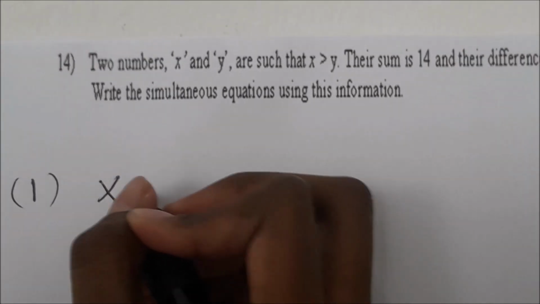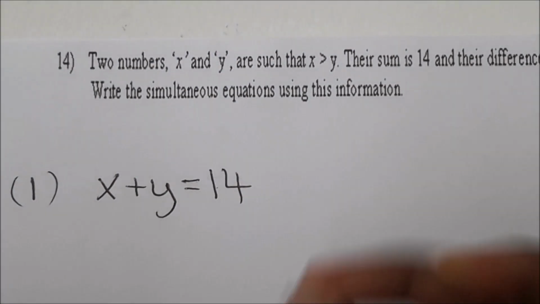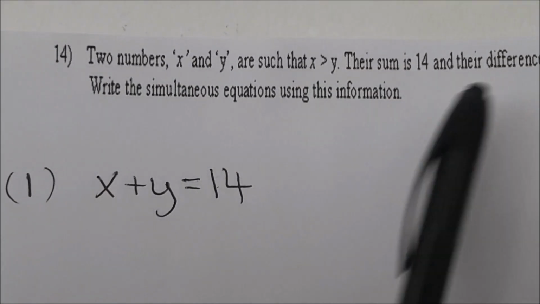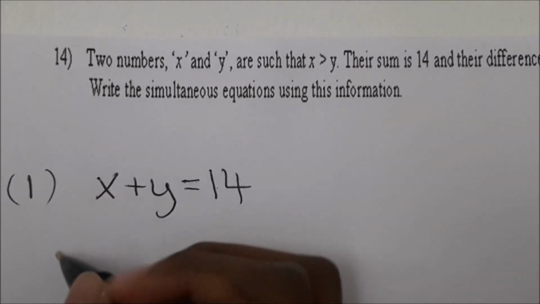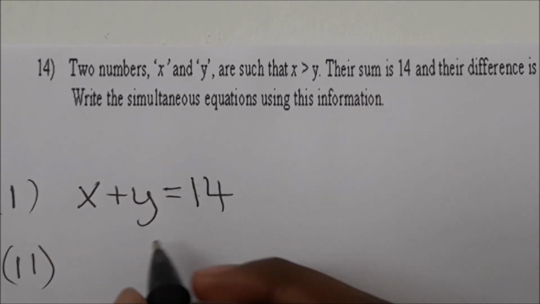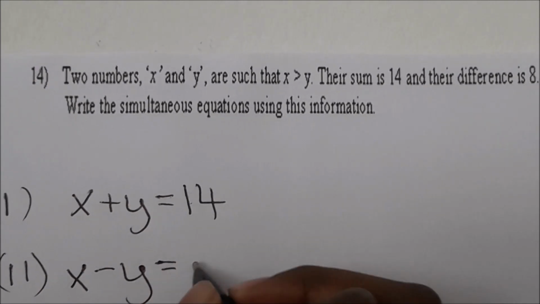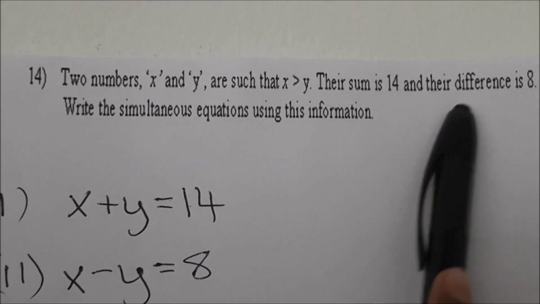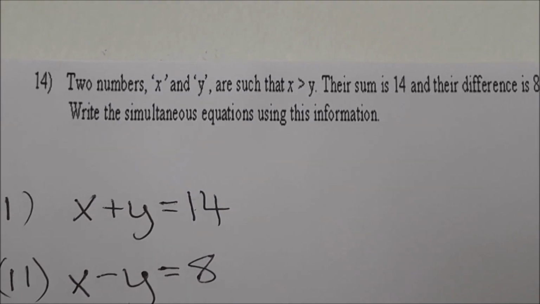X plus y equals 14. Where did that come from? Here. Read it. Their sum is 14. And when you add, that means sum. Okay, do 2 and write the second one. X minus y equals 8. Where did that come from? Their difference is 8. Okay, and difference means? Subtract.